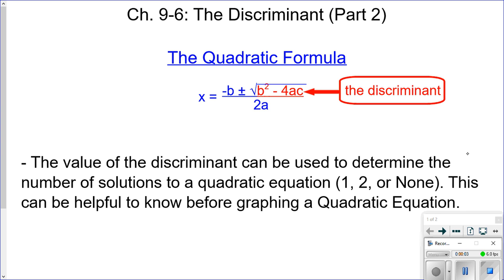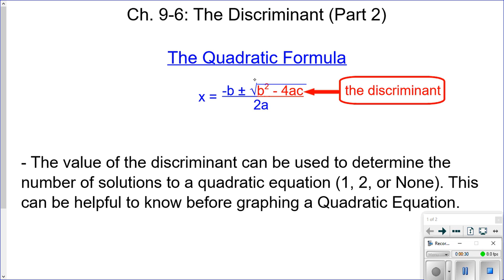This lesson comes from Chapter 9, Section 6 in my student's textbook. This section is about the quadratic formula. In part 1 of the lesson, if you didn't see that, you can go back and watch that video. I introduced the quadratic formula and did some examples of how to use it to find the solutions to a quadratic equation. In this part 2, I'm going to introduce what's called the discriminant.